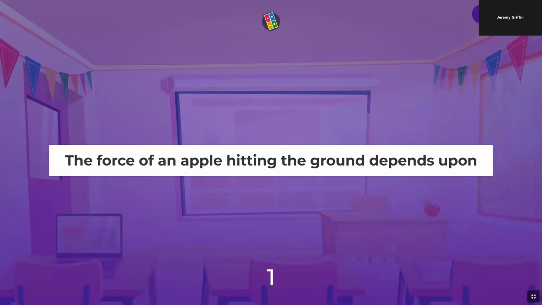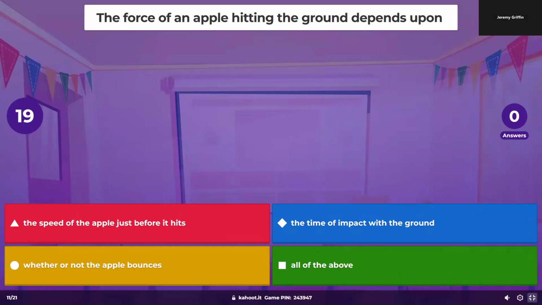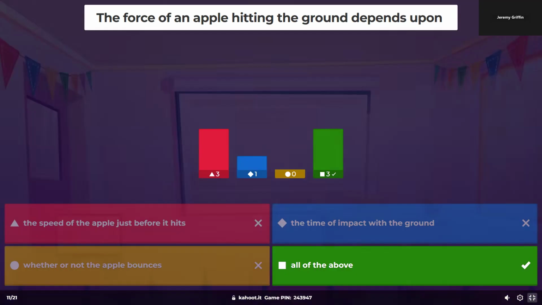Force of an apple hitting the ground. Yeah, it depends on all those things. What's the speed of the apple it's about to hit? The greater the speed, the more force it would take to stop. Then the time of impact with the ground, and also whether or not it bounces. Yeah, all those would be true.